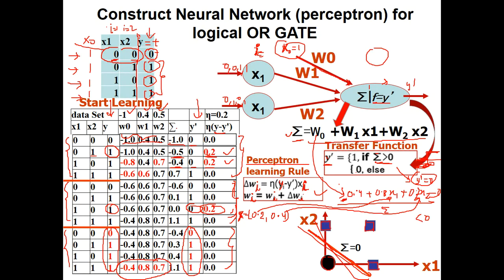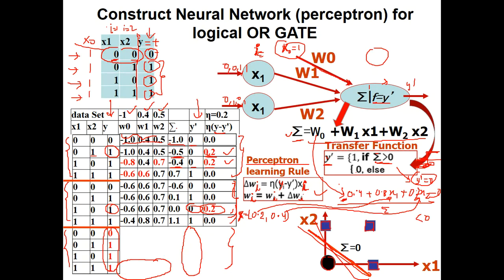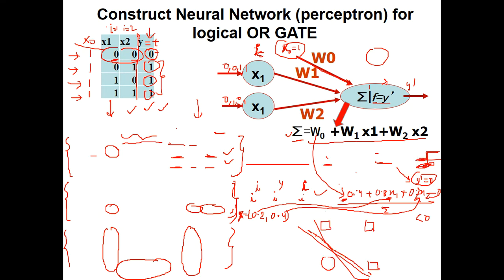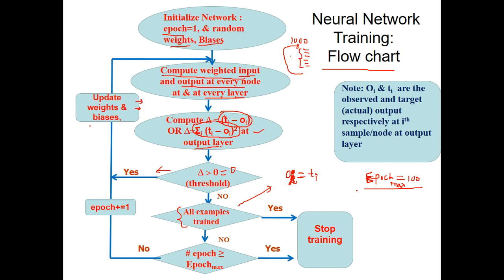As a summary, in this video we have seen an example of the logic OR gate, how to construct the neural network model, including the flow chart of the perceptron learning method.